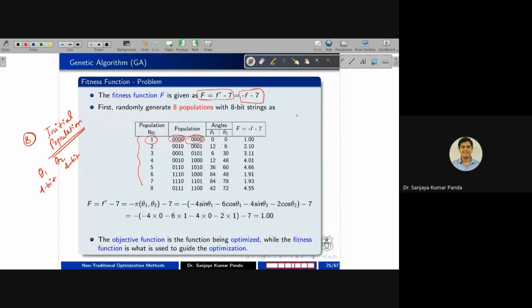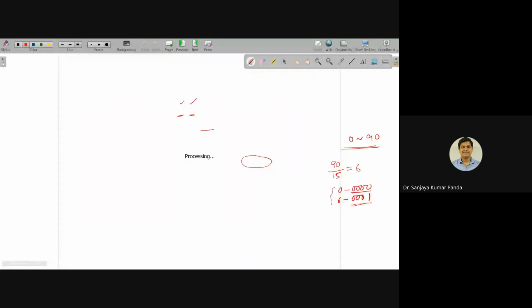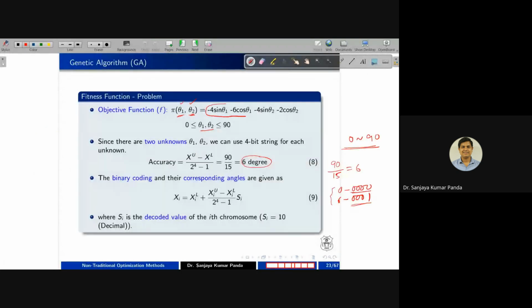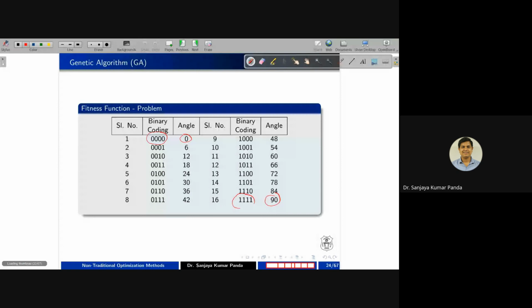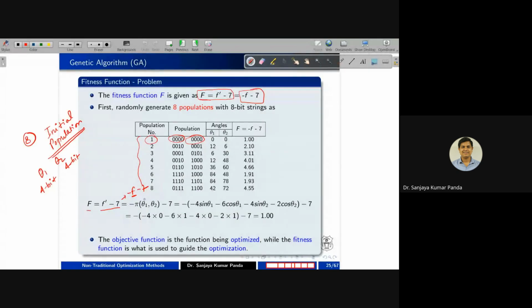So we know f is equal to minus f minus 7, right or not? And this f is nothing but minus 4 sin theta1 minus 6 cos theta1 minus 4 sin theta2 and minus 2 cos theta2. So if I put here, you can see this pi of theta1 and theta2 is placed by replacing f. Okay, minus this one minus 7.